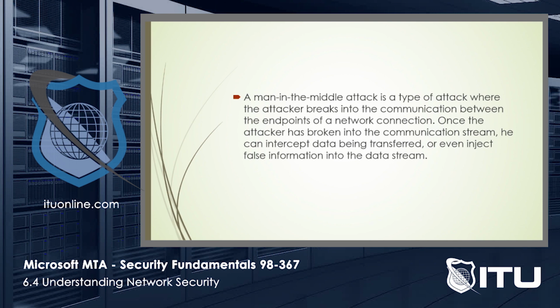That means when we have end-to-end encryption, we mitigate or minimize the likelihood of someone engaging in what we call a man-in-the-middle attack. Now, this type of attack is where the attacker breaks into your communication between the endpoints of your network connection. Once that hacker has broken into the communication stream, he can intercept data being transferred or even inject false information into the data stream.